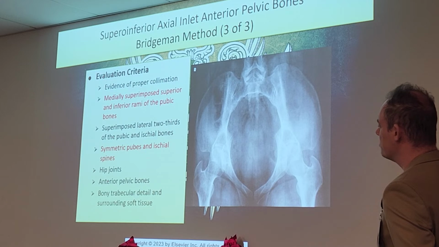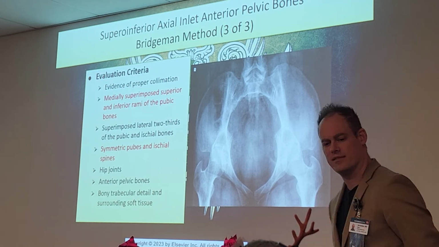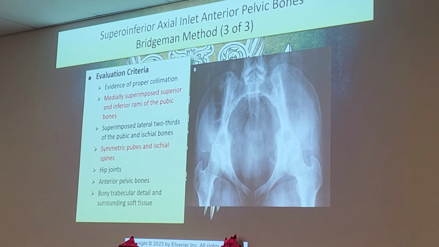I like that wording, symmetric pubes and ischial spines. Doesn't sound right. It's supposed to be symmetric pubis. Yeah, it's supposed to be an I instead of an E there.